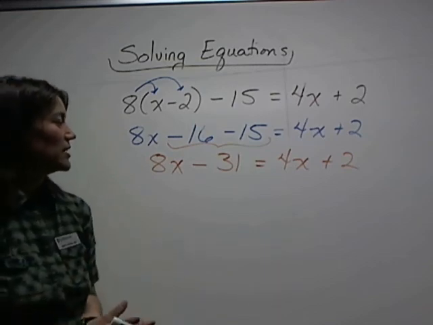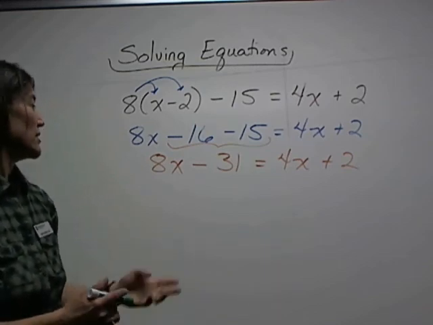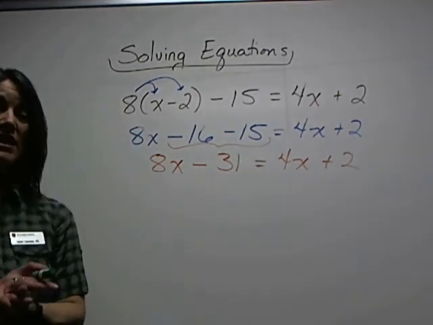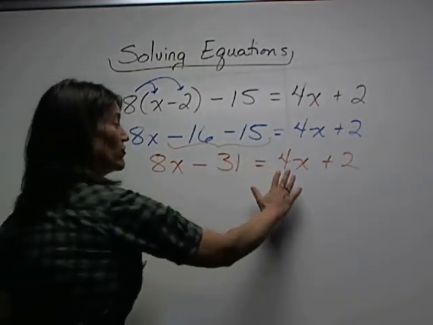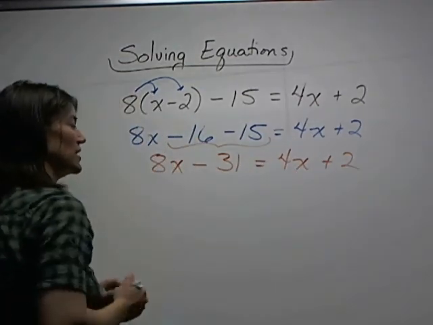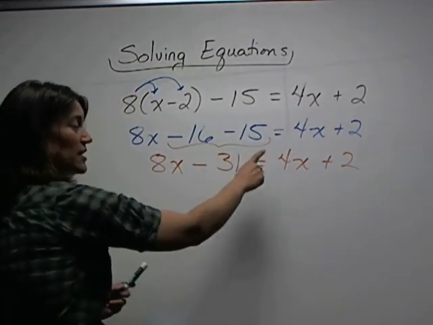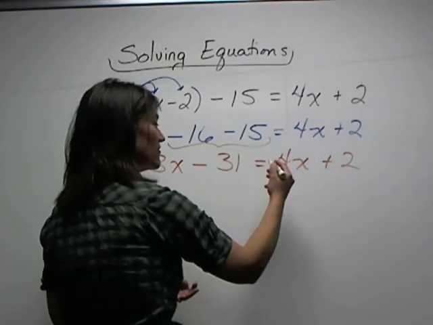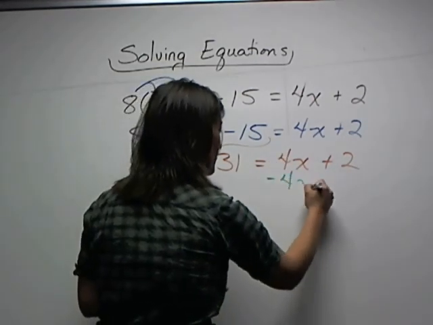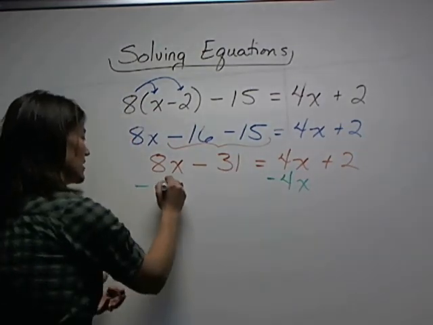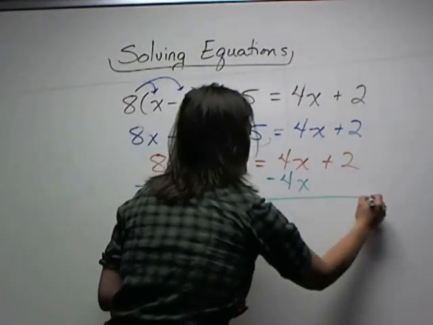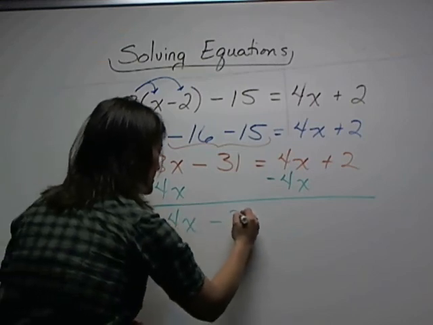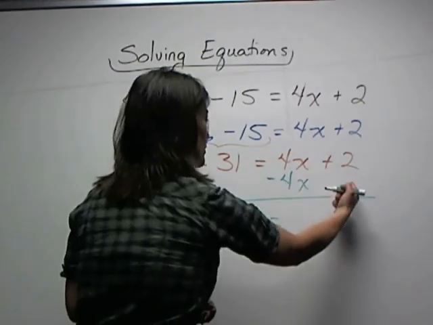Now I'm gathering my like variable terms. Here's an 8x, on the other side is a 4x. I want to get those together, and so I'm going to move the smaller 4x to the 8x. Because I'm going from one side of the equal sign to the other, now I switch the sign. This is a positive 4x, so I'm going to take away 4x and do the same thing on the other side. That's going to leave me with a 4x minus 31 is equal to 2.